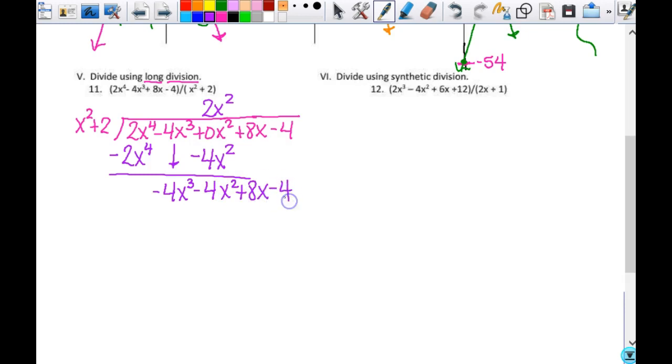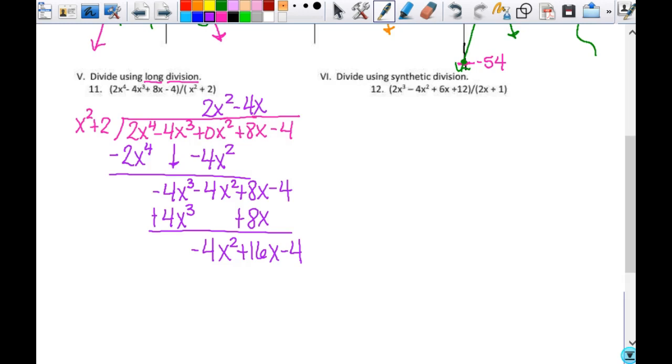Then x squared goes into negative 4x cubed, a negative 4x times. So negative 4x times x squared is negative 4x cubed. Negative 4x times 2 is negative 8x. But remember, I am subtracting, so I have to go through and change all my signs. So these 0 out, I get a negative 4x squared plus 16x minus 4.